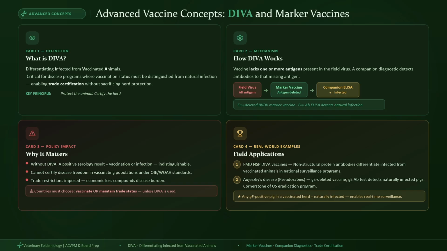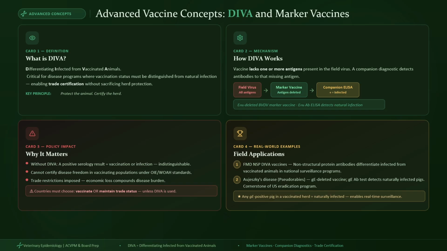Here's a key principle. Without DIVA, countries face an ugly choice: vaccinate or keep trade status. A marker vaccine plus its companion diagnostic test let them do both, which is exactly why this is such a high-yield policy concept for the boards.